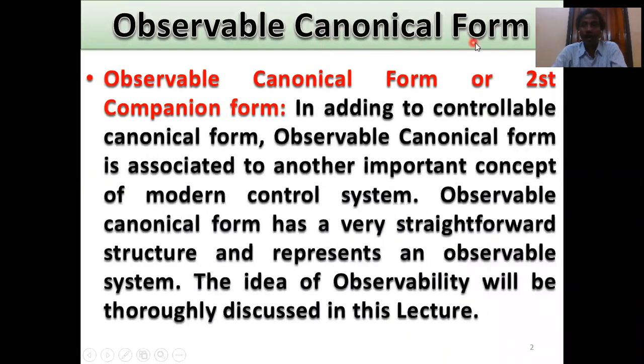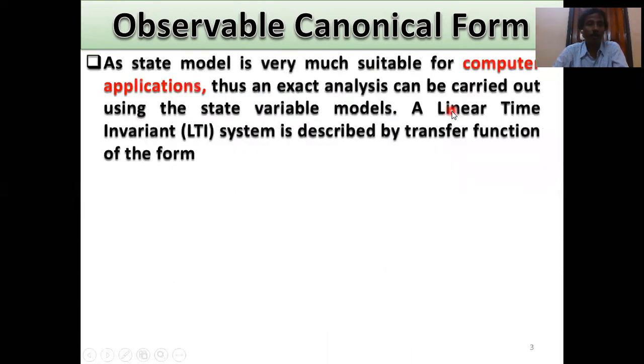So, observable canonical form, or second companion form. In addition to the controllable canonical form, the observable canonical form is associated with another important concept of modern control systems. The observable canonical form has a very straightforward structure and represents an observable system. The idea of observability will be thoroughly discussed in this lecture. So our new topic is the observable canonical form, the second companion form.